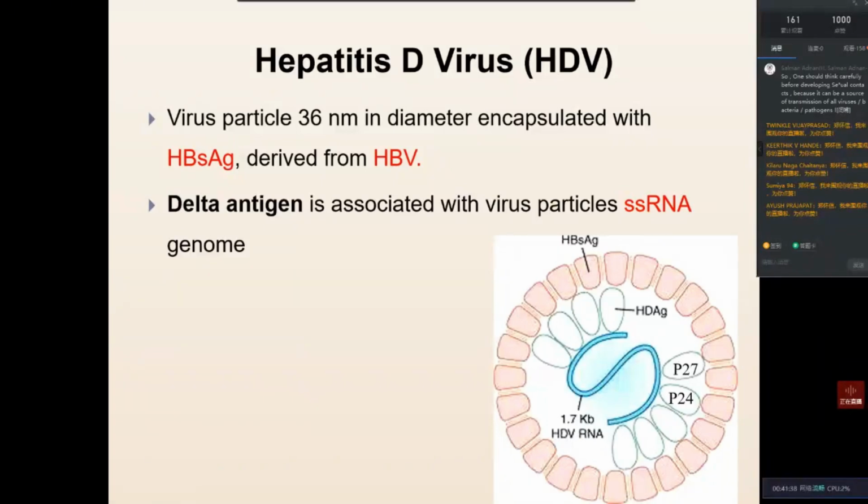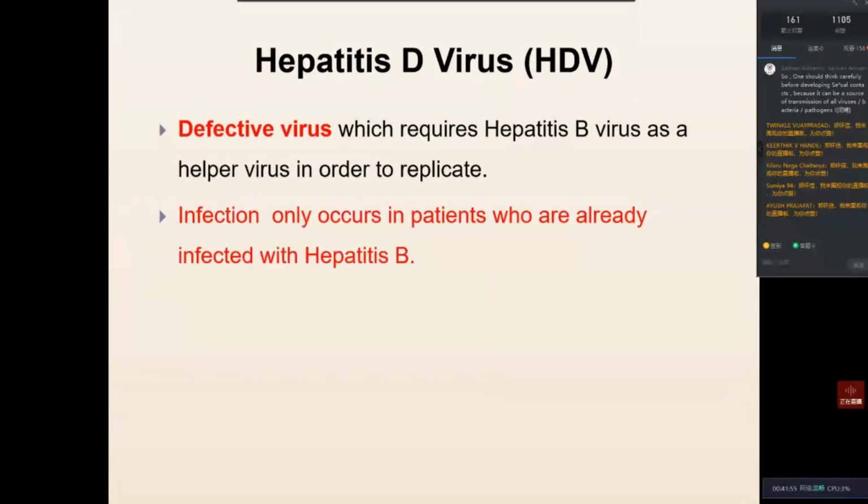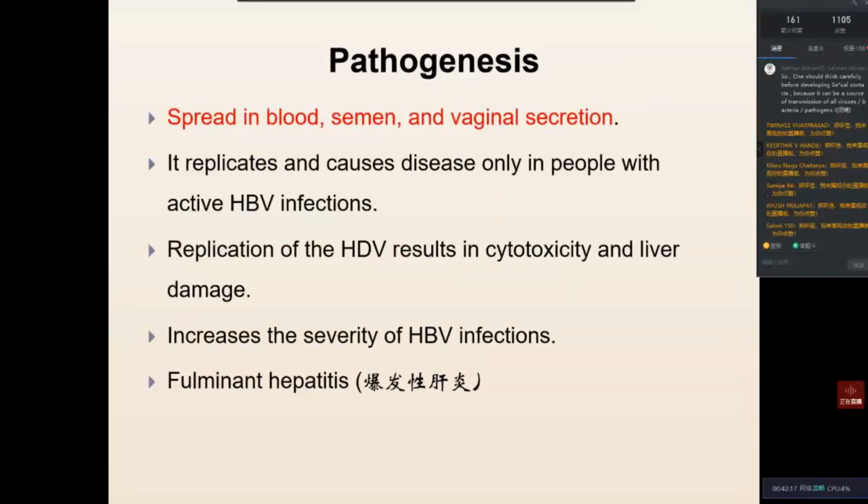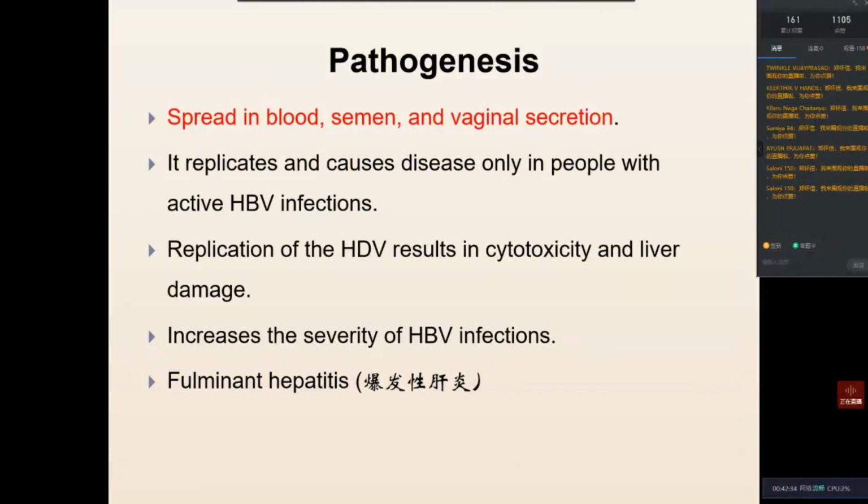Because it's a defective virus, it cannot set up infection by itself. It can only happen in HBV infected persons, infected individuals. So it can set up co-infection with HBV. It requires HBV as a helper virus in order to replicate. And the infection only occurs in patients who are already infected with HBV. Spread of HDV is also in either blood, semen, or the vaginal secretion. So technically it's similar to HBV, either blood transfusion or sexual contact. It replicates and causes disease only in people with HBV infection.